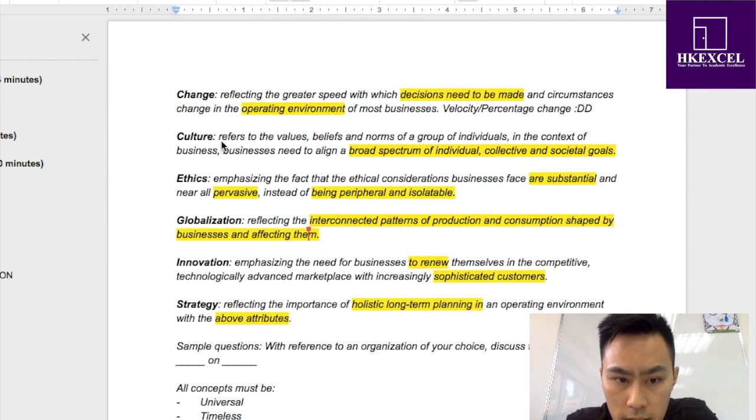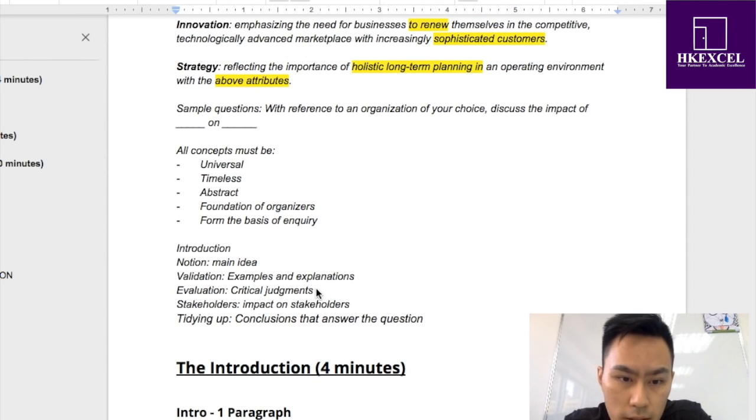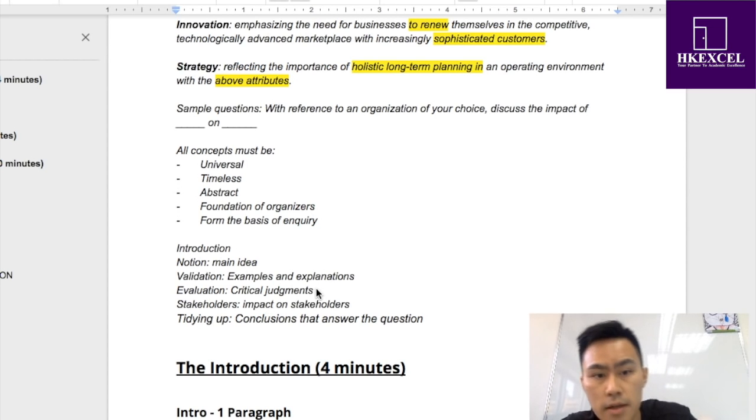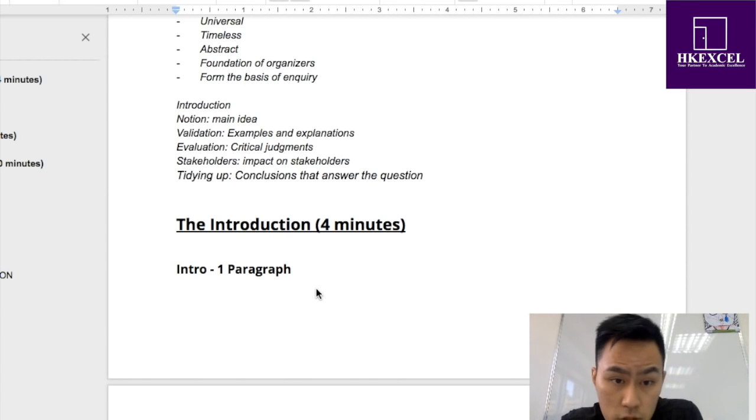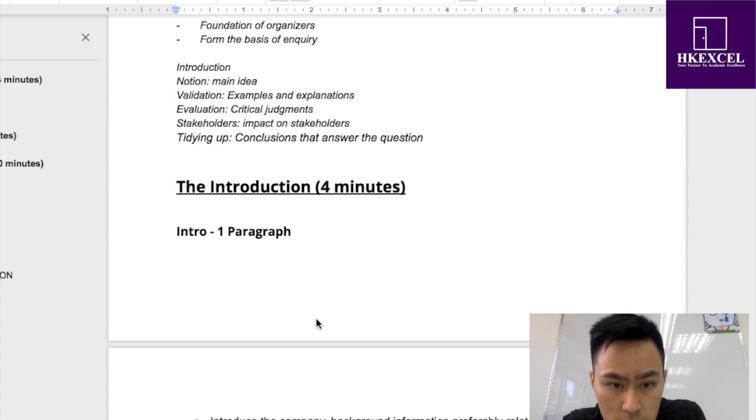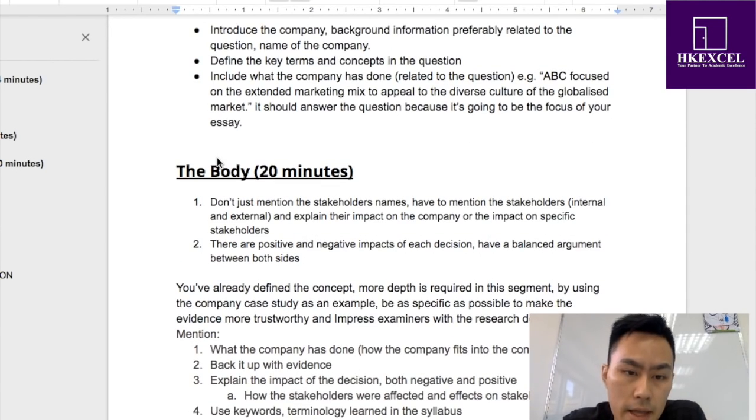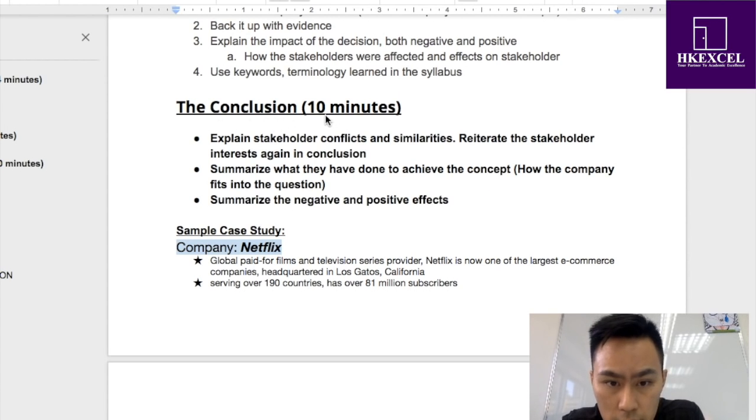Understand the basic definition of change, culture, ethics, globalization, innovation, and strategy, right? So what should you answer exactly in the QGIS essay, right? Basically, I suggest you answer in 3 parts, which is the introduction, where you should spend only 4 minutes, and the body, and then finally the conclusion.